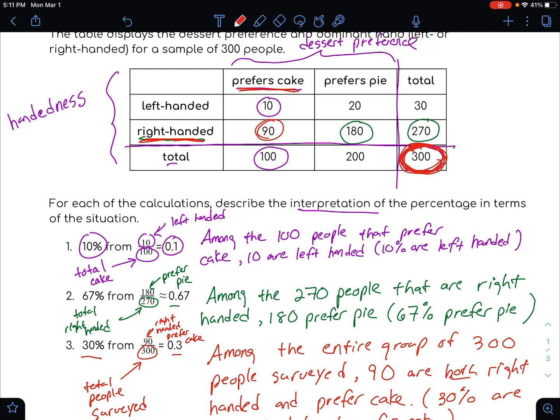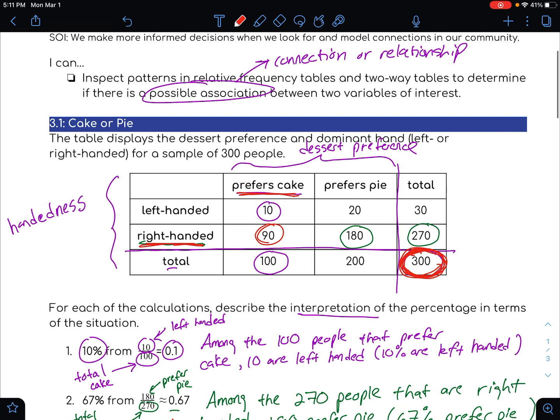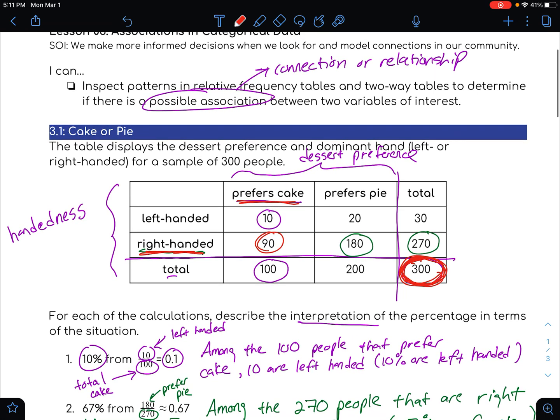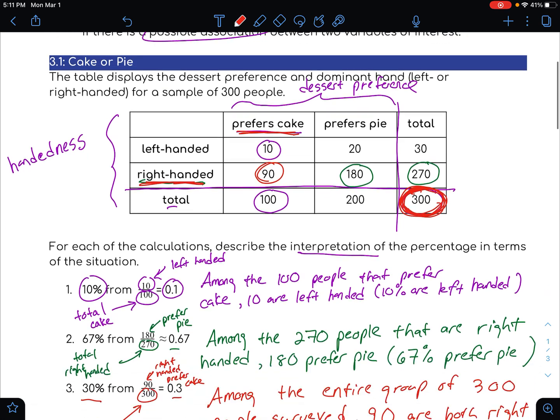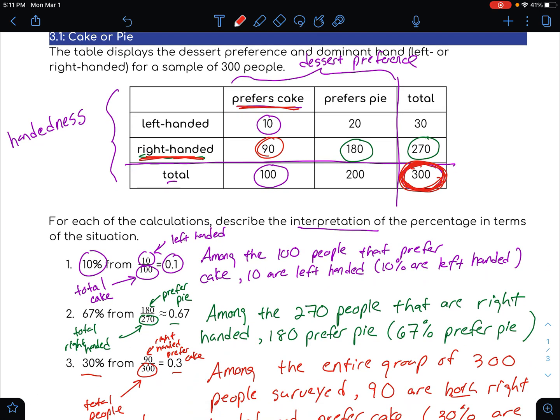Now the next question really is, and it's not really asked in this case, do you think there's a connection between your handedness and what type of dessert you prefer? Now, if I'm asking myself that question, I'm guessing, no, I don't think that there's really a connection between whether you're right or left-handed and prefer cake or pie.